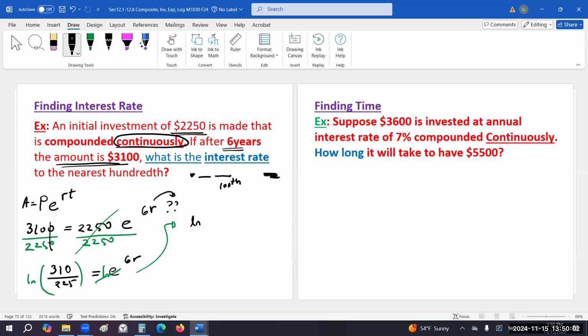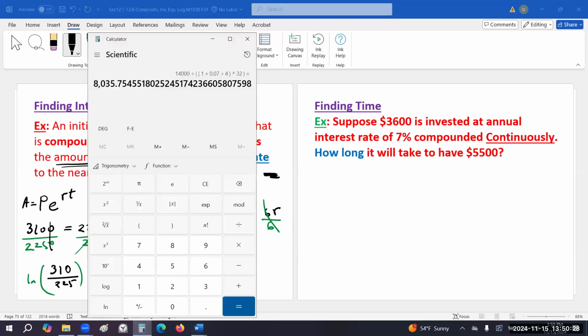And we have ln of 3100 over 2250 equals 6r. We are looking for r, so we don't need the 6. We divide by 6, and now we get the interest rate. It says round to the nearest hundredth. It means in the percentage, we have to have 2 places after the decimal.